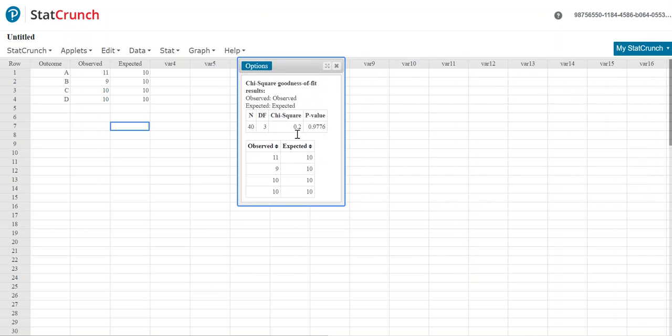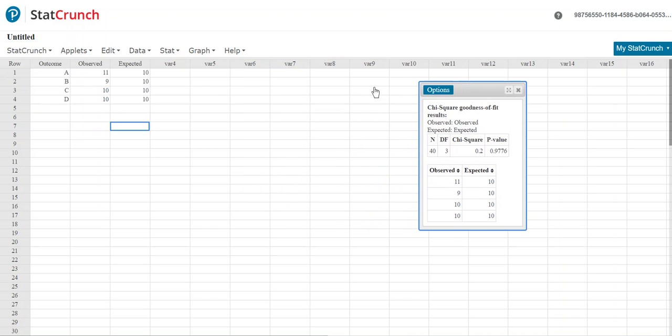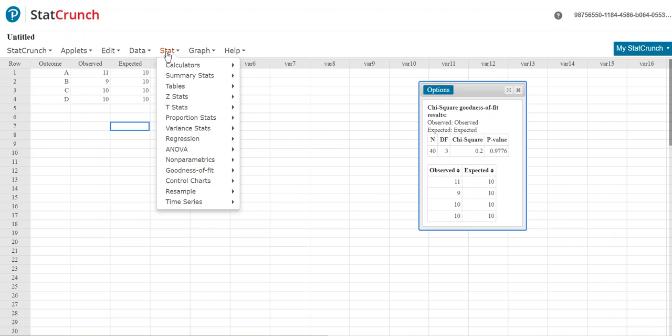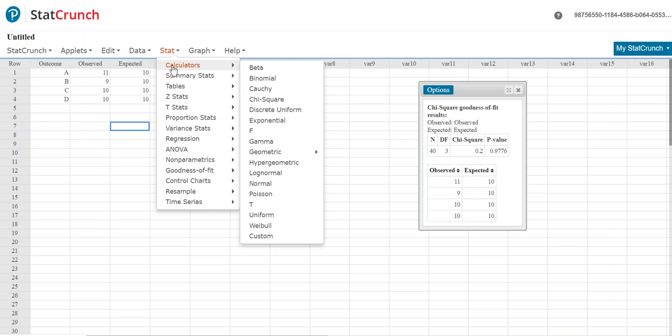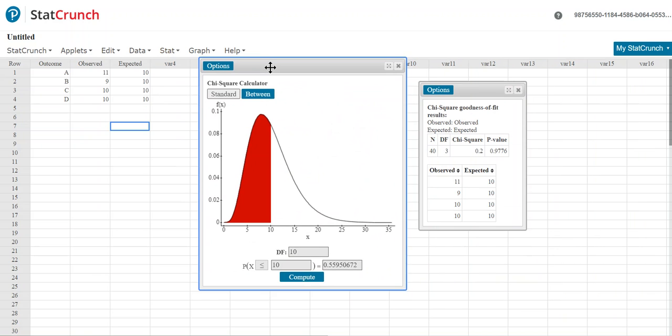So my chi-squared test statistic is 0.2. My degrees of freedom is 3, because there were 4 items, minus 1 is 3. 40 items altogether. The critical value, how do I get the critical value? Well, the critical value is going to be used with a calculator. And I'm going to use the chi-squared calculator because it's a different distribution than what we've been used to using.